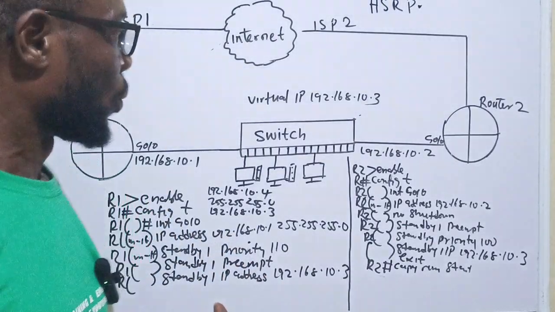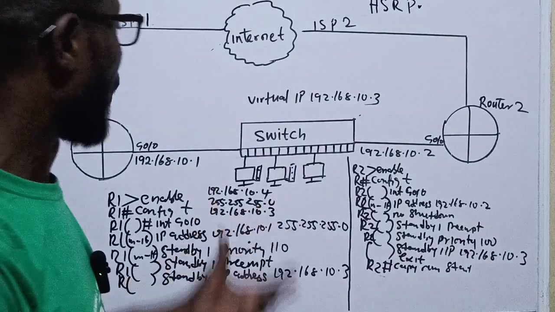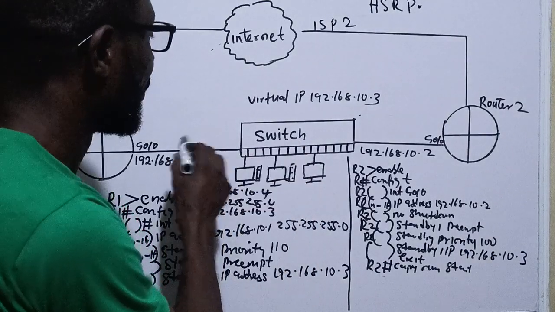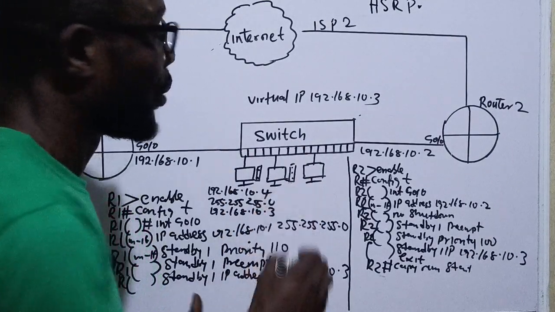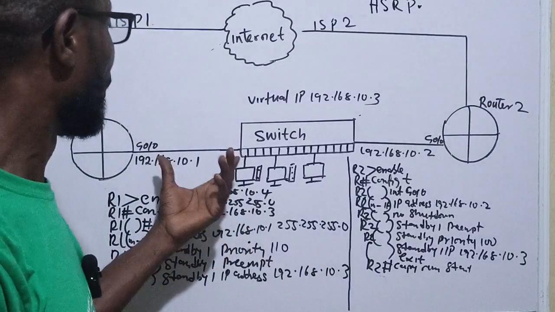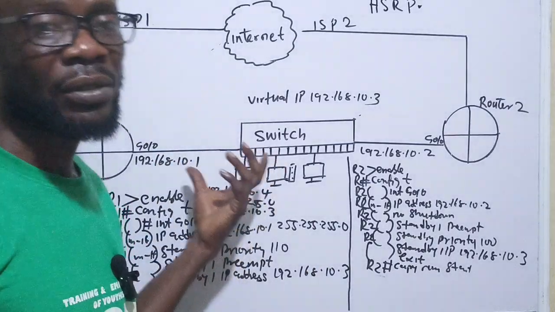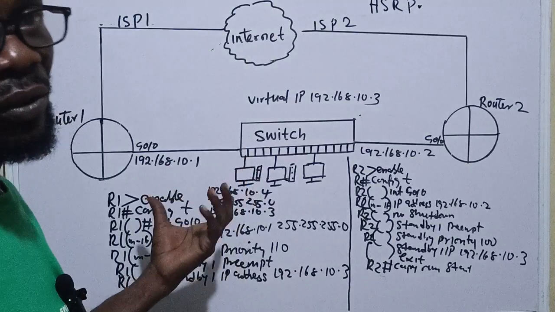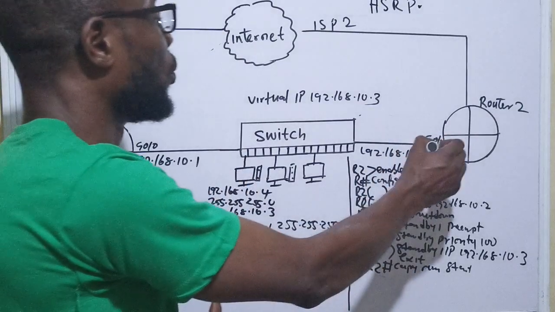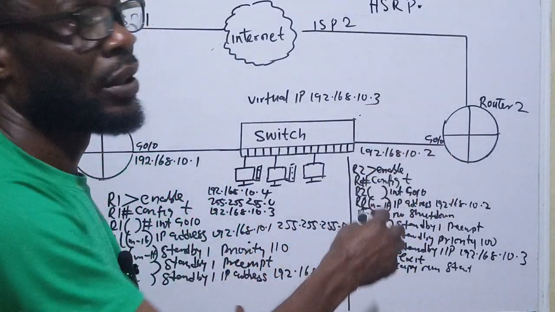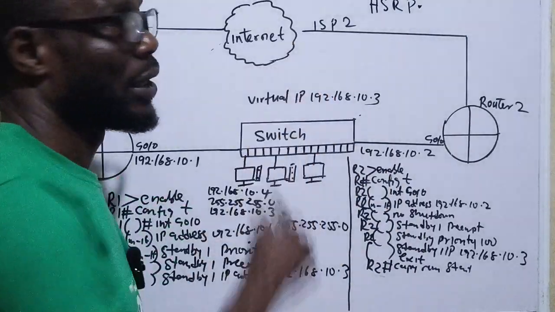Okay, so that is it. So that when this network goes down, these users may not even notice that the link to the internet they have been using has gone down, because this one is going to take over the responsibility of taking these systems to the internet.